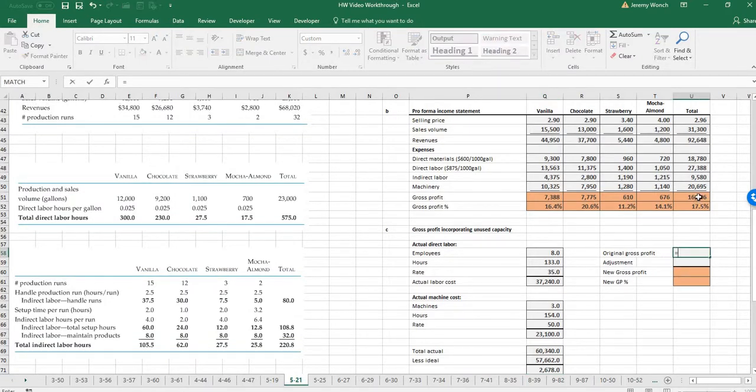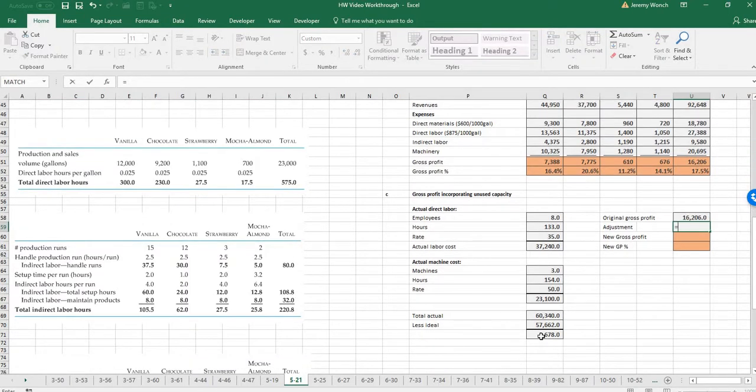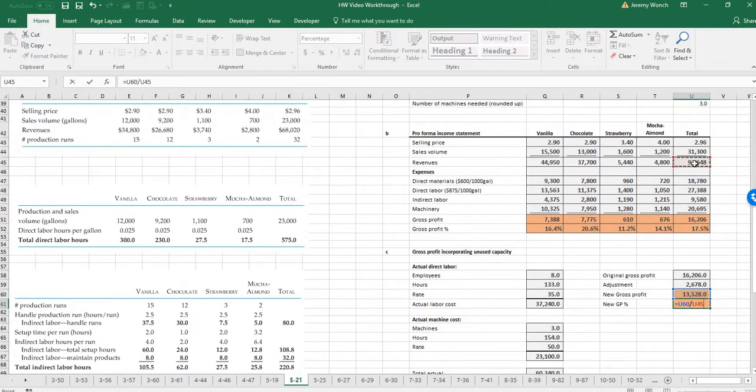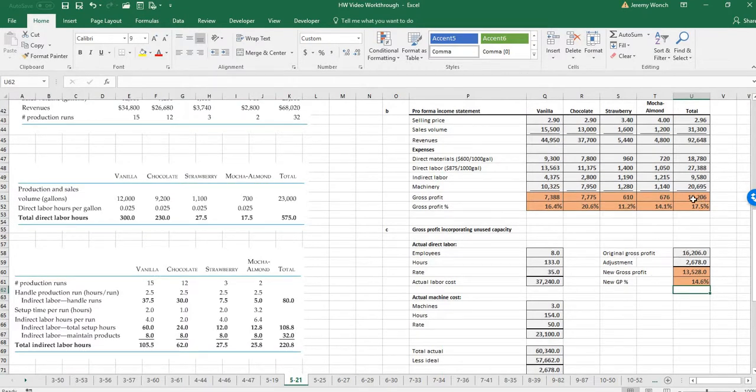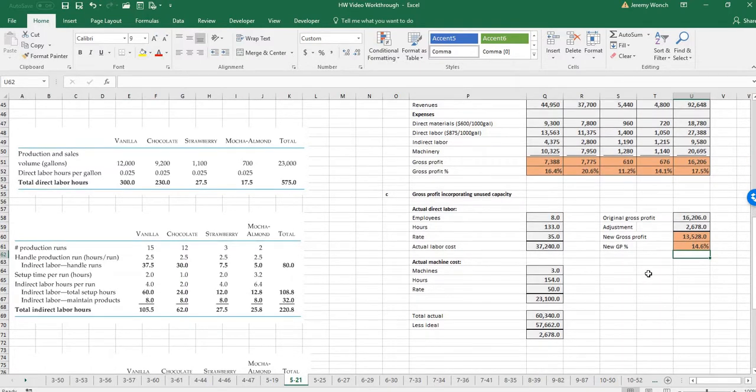So if we take our original gross profit, which is right here, and we add in our inefficiency adjustment, that's going to give us our new gross profit of $13,528 and our new gross profit margin of 14.6%. So we have the ability to have a gross profit margin of 17%, but what we're actually going to have is more of a 14.6.